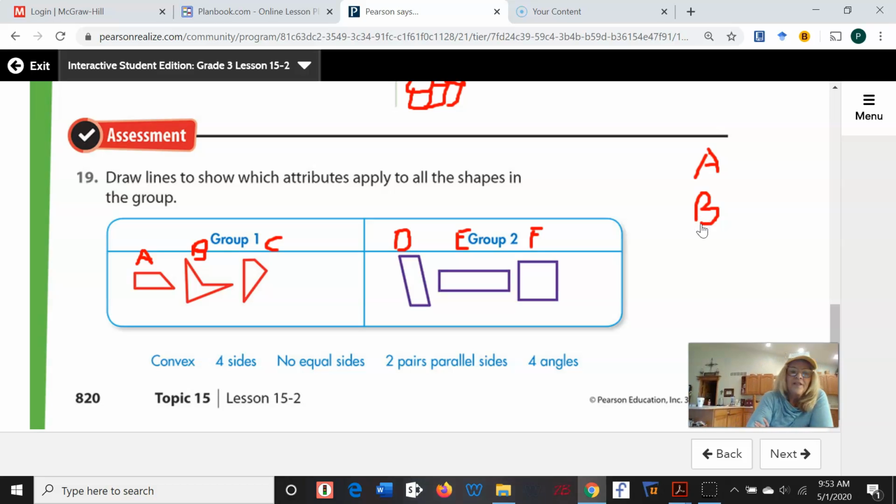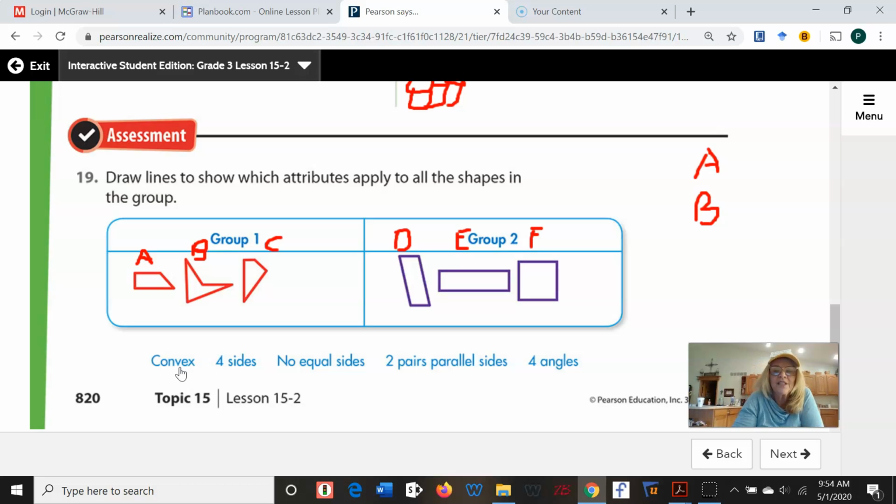All right. Instead of drawing lines, we're going to find out what all of these shapes have. Let's review. We know that in a convex polygon, the corners point out. We know what it means to have 4 sides. To have no equal sides, we know a rectangle has 2 sides that are equal, but if it has no equal sides, nothing is going to be equal. Two sets of parallel lines means two sets of lines that are never going to cross. And finally, the last one, 4 angles.